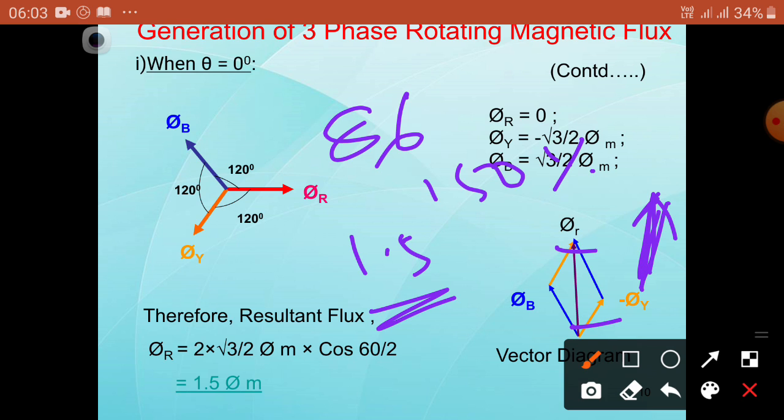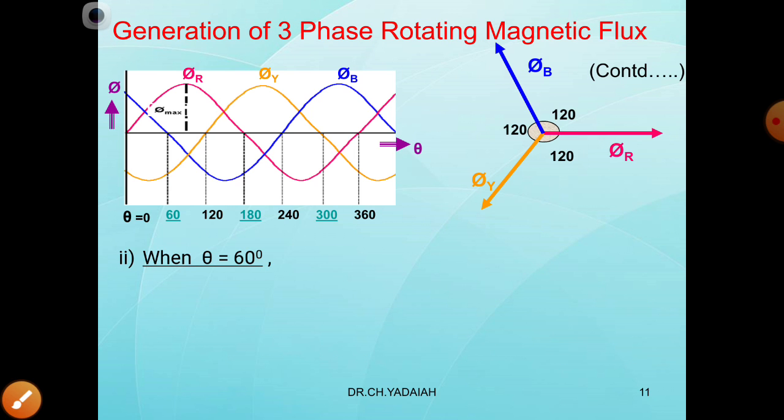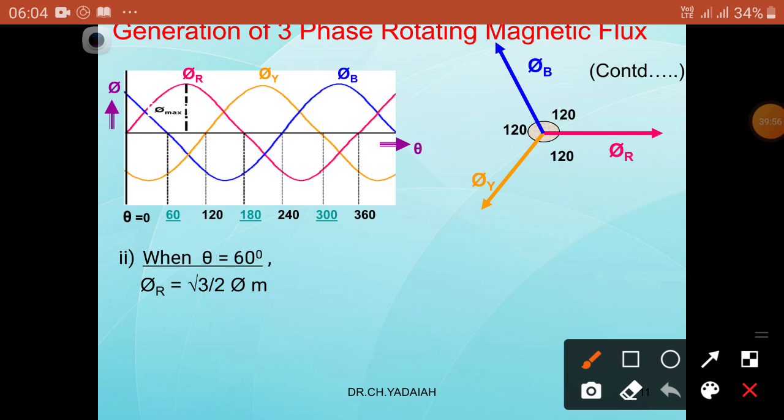Okay, let us see another angle. You remember this thing. Now coming to 60 degrees, after an interval of time, what is the value? Similarly, at 60 degrees means this one. At that condition we can see the Y phase is present, but the B phase is coming to 0 value, and the R phase slowly goes on increasing.